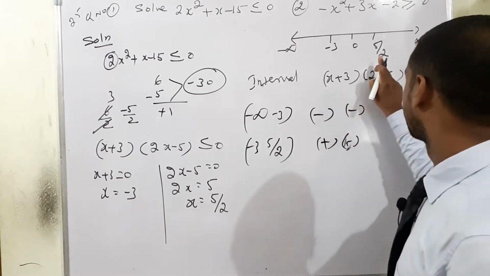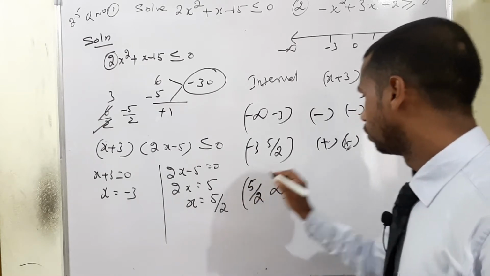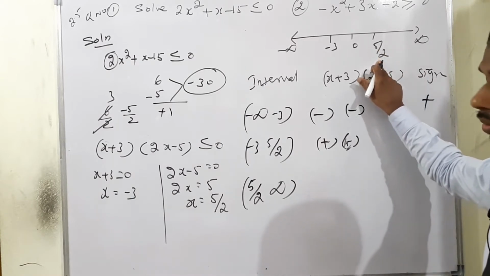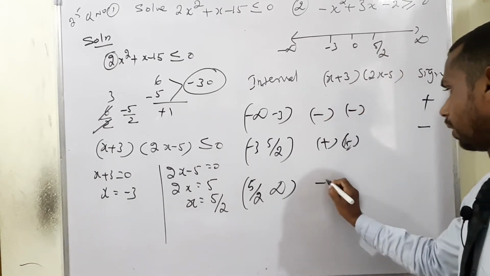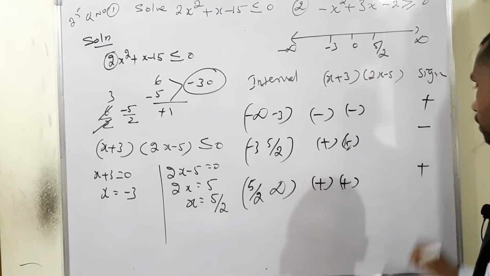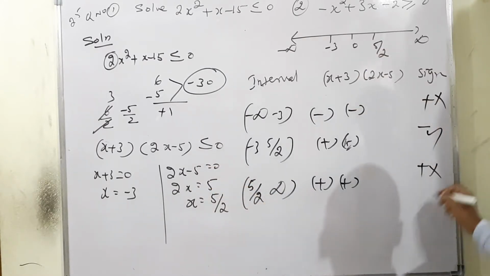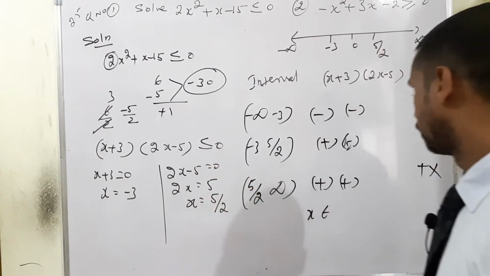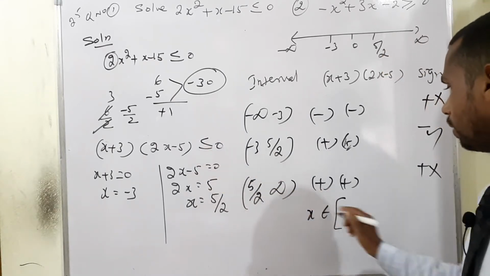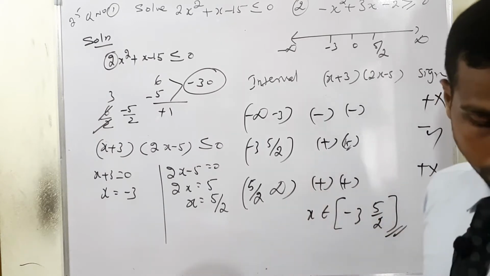Last interval, 5 by 2 to infinity. The value of 5 by 2 is 2.5, so take 3. 3 plus 3 is plus, and 2 into 3 is 6, minus 5, again plus. So plus into plus is plus. But the condition is less than or equal to 0. Only the center is valid, no? The first one and the last one are wrong. Therefore, the possible solution is x belongs to the closed interval, since less than or equal to is there, from minus 3 to 5 by 2. This is our answer. Okay, I will continue.